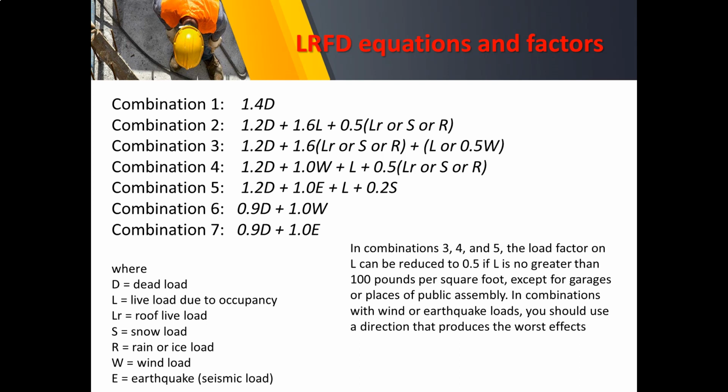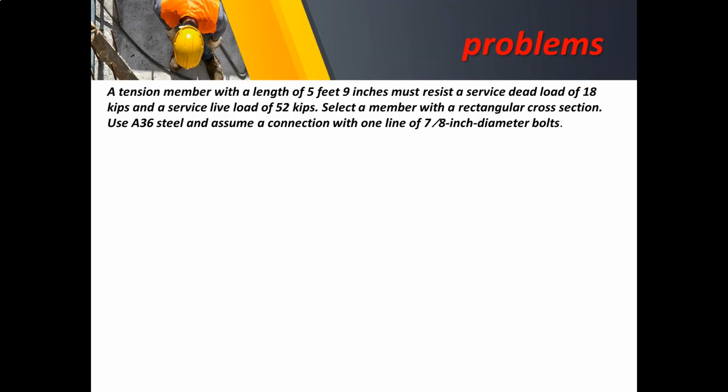So we recall the combinations for LRFD, since LRFD deals with the factored load. And the significant combination here is combination 2, considering only the dead load and the live load. That is 1.2 dead load plus 1.6 live load. So going back to the problem, by LRFD we can now get the factored load by that combination.